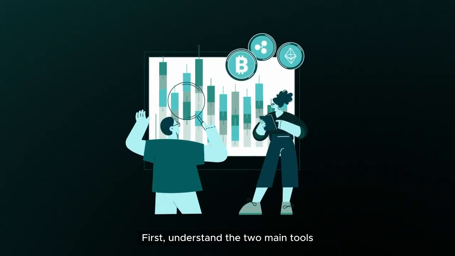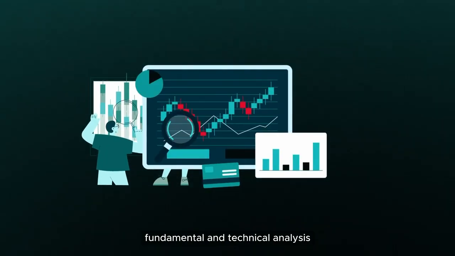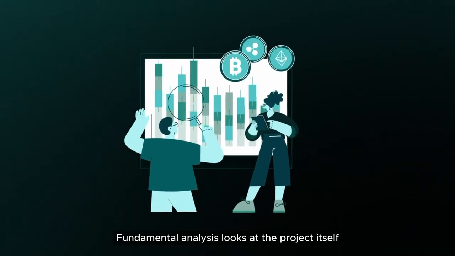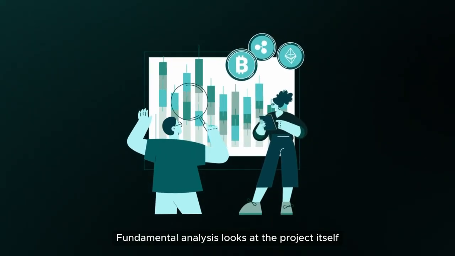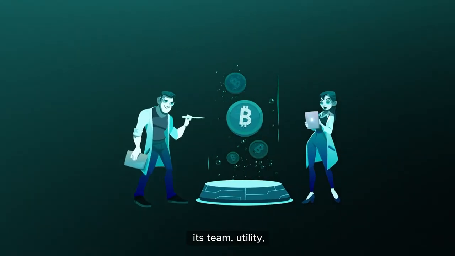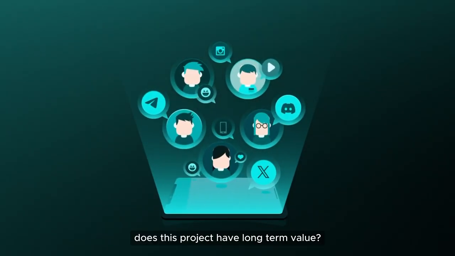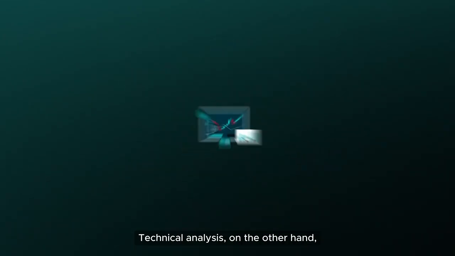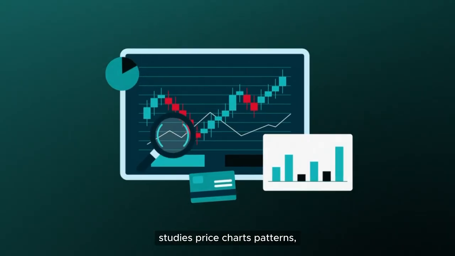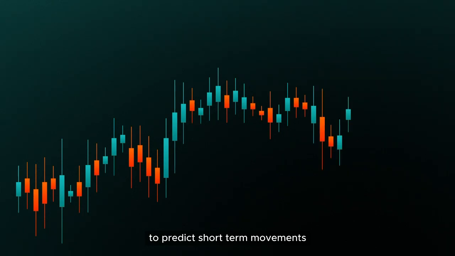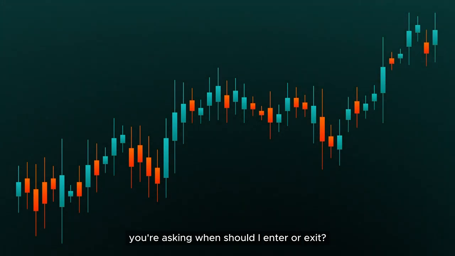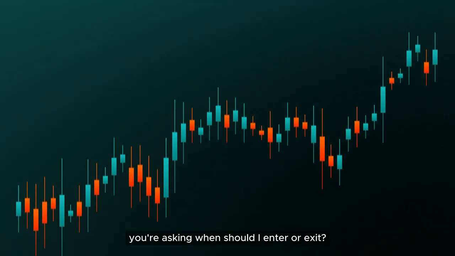First, understand the two main tools: fundamental and technical analysis. Fundamental analysis looks at the project itself, its team, utility, tokenomics, and community. You're asking, does this project have long-term value? Technical analysis, on the other hand, studies price charts, patterns, indicators, and volume to predict short-term movements. You're asking, when should I enter or exit?